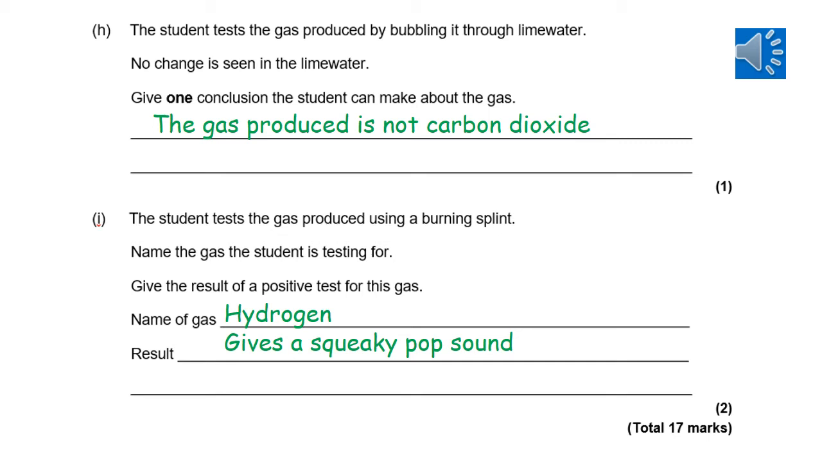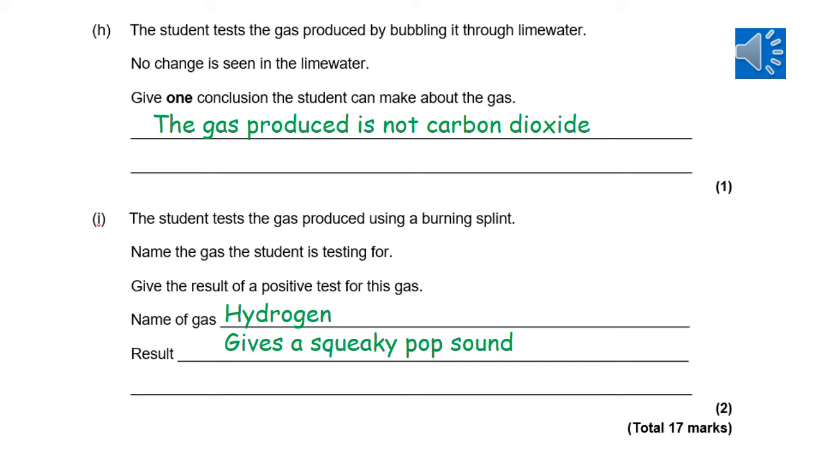Secondly, the test for oxygen. You take yourself a splint, that's the little piece of wood you use for lighting a Bunsen burner, you light it, you then blow it out and put it into the gas, and if the gas is oxygen or contains a high proportion of oxygen, that splint will relight.